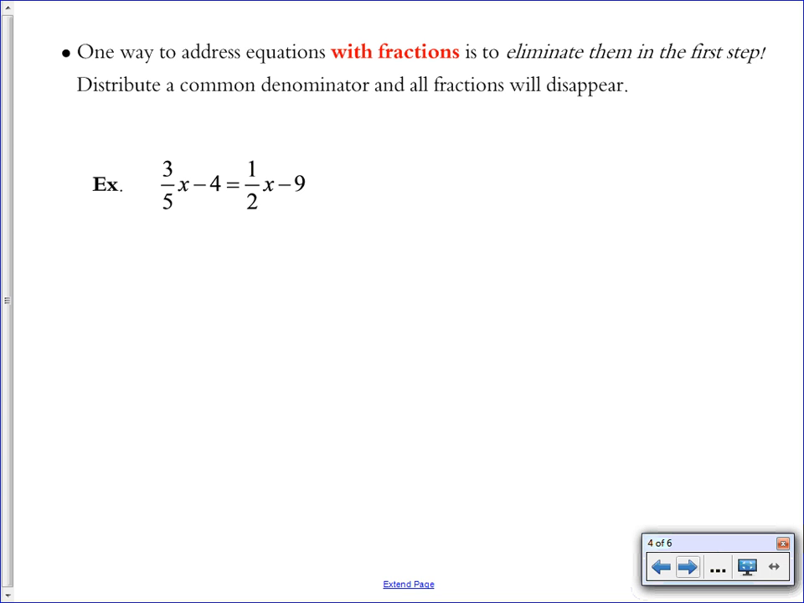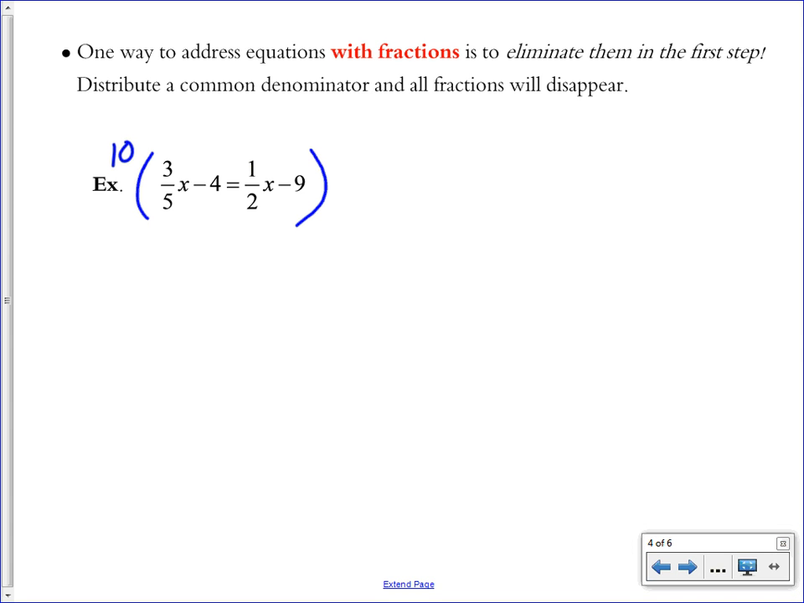One way to address equations with fractions is to eliminate them in the first step. To do this, we want to multiply a common denominator by the entire equation, and then all of the fractions are going to disappear. So when I look at this equation, I see the denominators 5 and 2. So it's asking me to choose a common denominator for 5 and 2. A common denominator for 5 and 2 would be 10, because both 5 and 2 can go into 10. And I'm going to multiply that 10 that I chose by the entire equation.